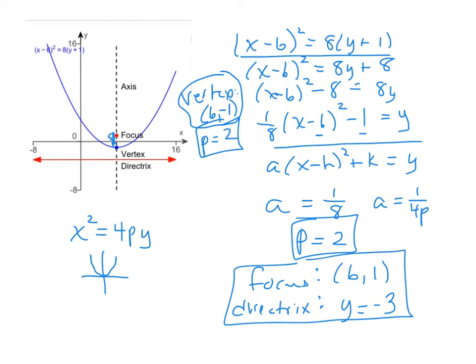Other things you might be asked: the axis of symmetry. The axis of symmetry is just the line that divides the parabola in two, just like it sounds. For an upward-opening parabola, the axis of symmetry is going to be vertical, and so in this case, it's x equals 6.